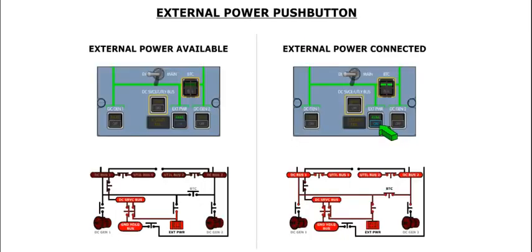The external power push button controls DC external power. When the available caption illuminates, it indicates that the BPCU has determined that DC external power is of acceptable quality. DC external power is connected or disconnected by pressing the push button. The on caption illuminates when DC external has been selected.